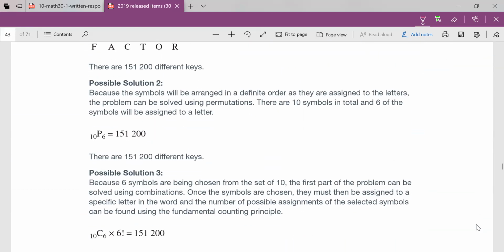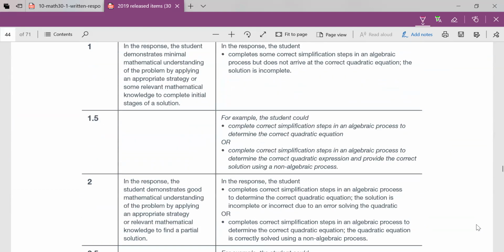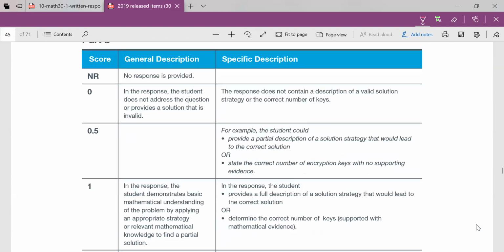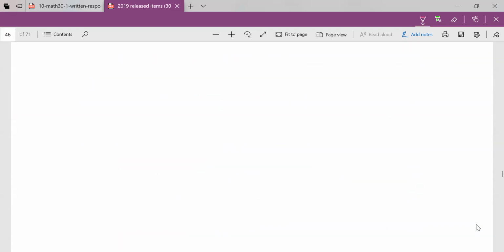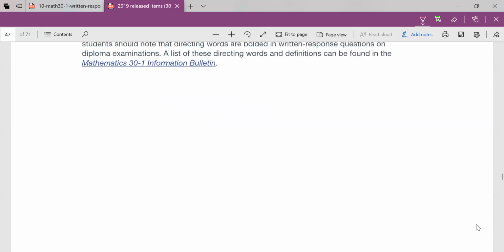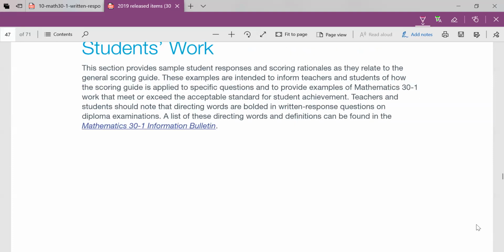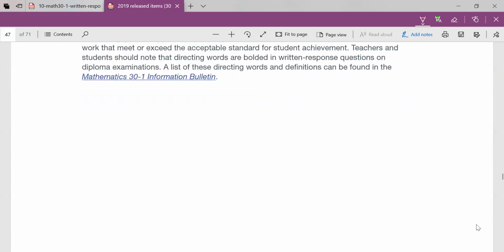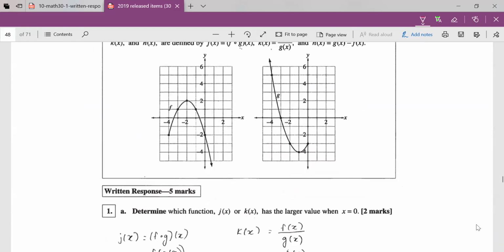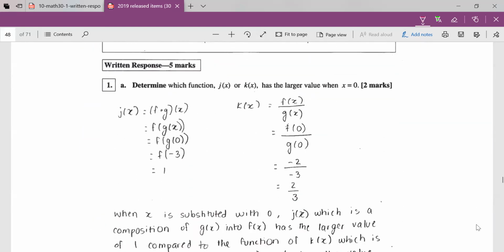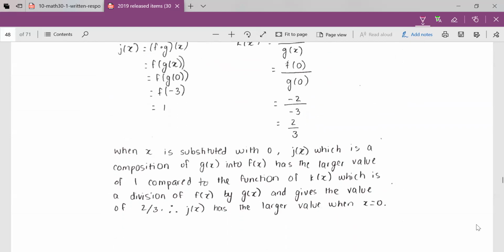Hopefully my solution matches their solutions, right? There it is. And I believe at the bottom here, I thought there was sample student solutions, but maybe I'm incorrect. Oh, examples of students' work right here. So you can again see these are photocopies of students' works, and you can see what they did to earn the scores that they did.